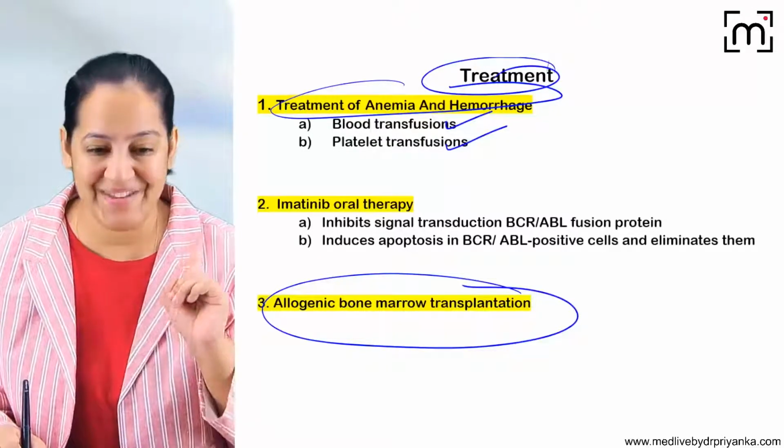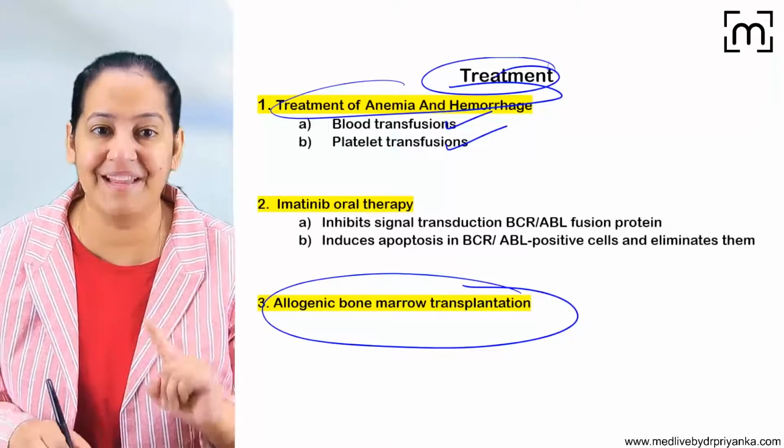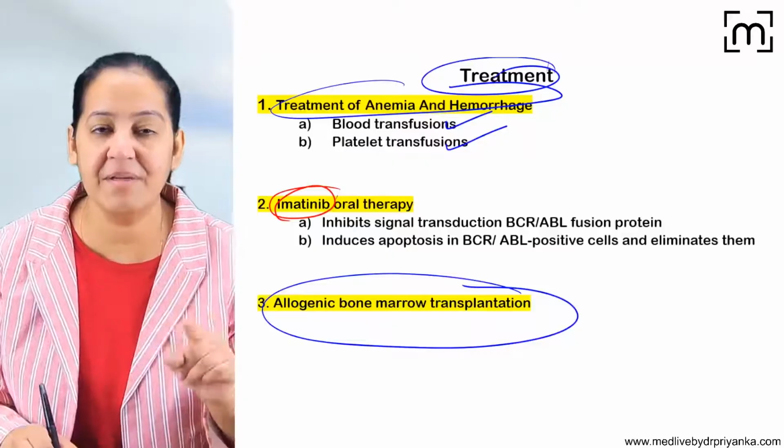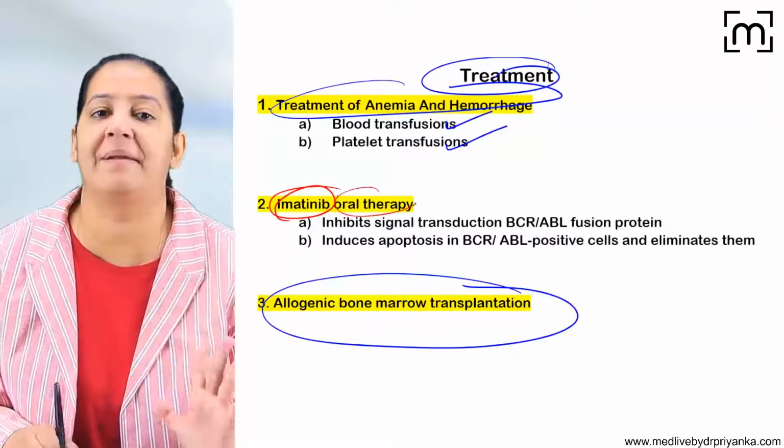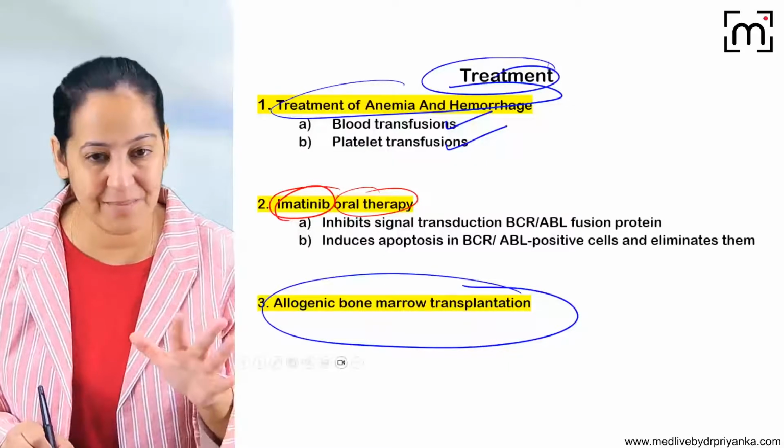But nowadays, we have a targeted therapy available for CML. The name of the drug is Imatinib. Imatinib is available in the form of oral tablets. So Imatinib is the first targeted therapy discovered. So what does this Imatinib do?